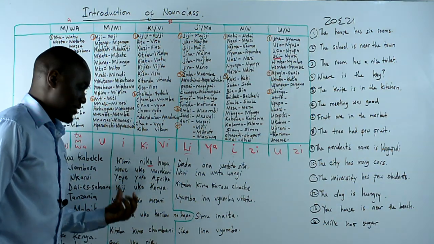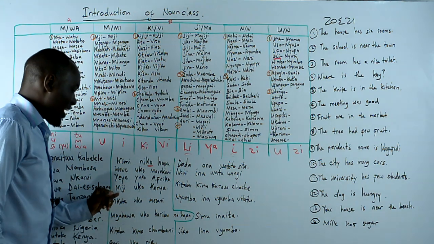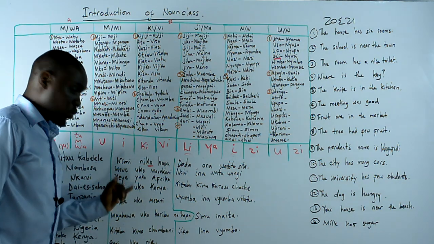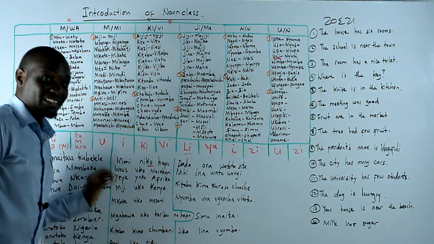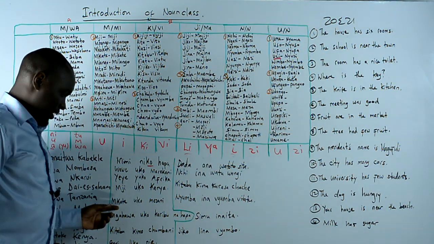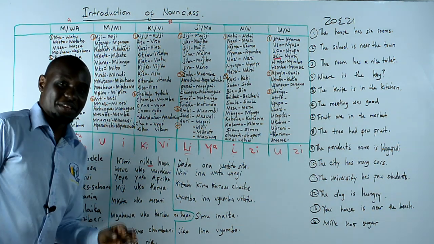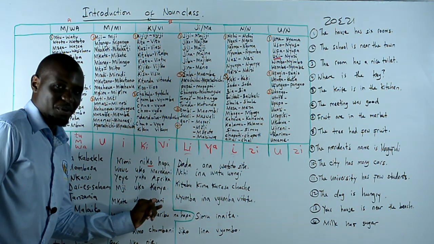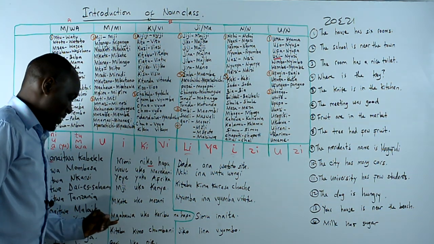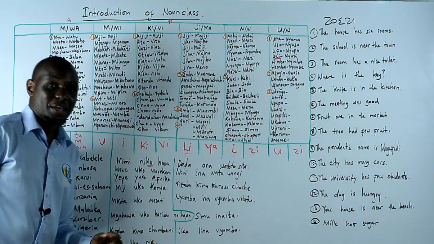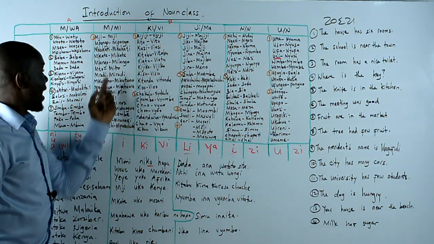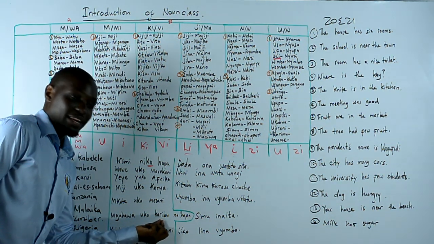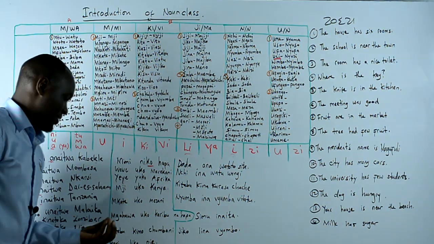Mji uko Kenya. The meaning of this sentence is the town is located in Kenya. Mkate uko mezani, the meaning is the bread is on the table. Mgahawa uko karibu na hapa. The restaurant, you remember mgahawa? Mgahawa, the restaurant, is near here. Hapa is here.